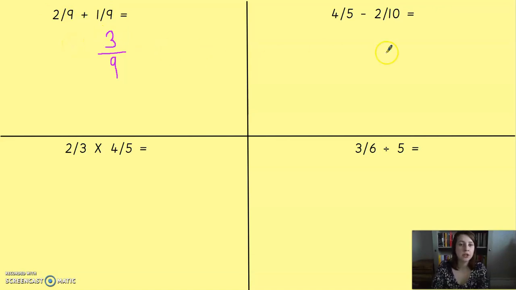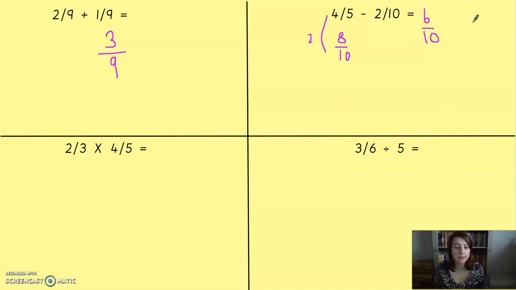Now, this one's a little bit trickier because you need to make them the same denominator like we just did when we ordered them. So I can get 5 into 10. And I can do that by timesing this fraction by 2. I do the same to the top as I do to the bottom. So 4 times 2 is 8. So now I've got 8/10, take away 2/10. And so that would leave us with 6/10 as the answer to that one, which we can then simplify further if we want to.